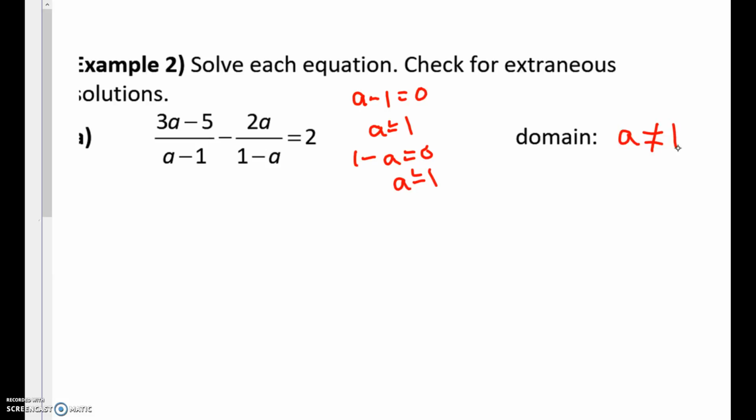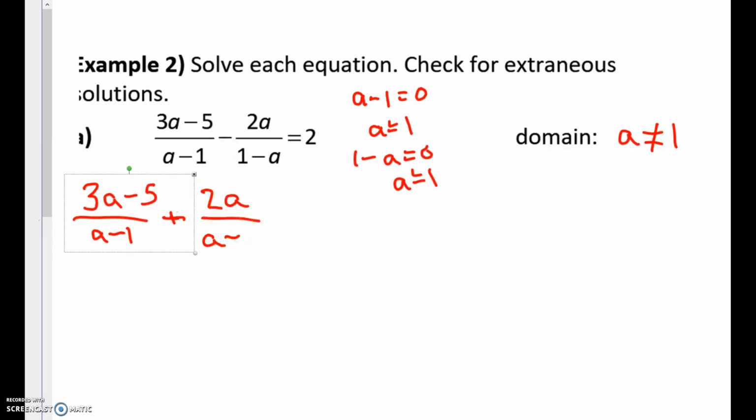My least common denominator, well, I'm looking at this and I see a minus 1 and 1 minus a are remarkably similar. If I were to multiply this by a negative, that would become a minus 1. So that's actually what I'm going to do first. I'm going to do 3a minus 5 over a minus 1, and then I'm going to change this to a plus sign. That's where that negative is going to go. So this becomes 2a over a minus 1 is equal to 2.